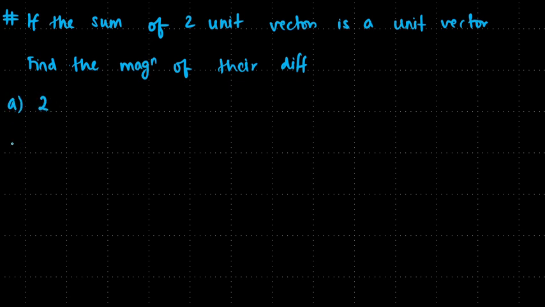I think this question is pretty simple, and we also have options in this case, which are 2, square root of 3, square root of 2, or 0. So those are the options. Let's see how to do this question. Let's just let some vectors speak.